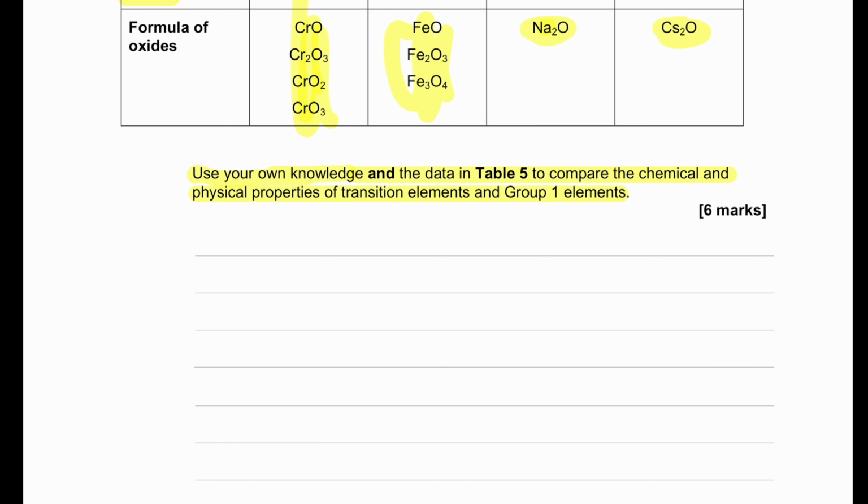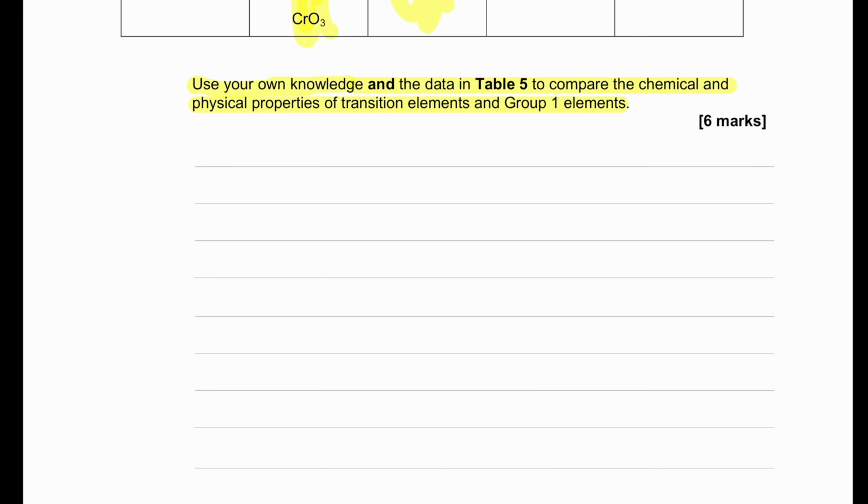In terms of chemical properties, transition elements have low reactivity. They react very slowly. Some of them are very unreactive. However, they can be used as catalysts. Their ions can form different charges which can have different colors. In comparison, group 1 elements are very reactive. They will react even with air, they will react even with water. And they are not used as catalysts, in comparison with transition elements.